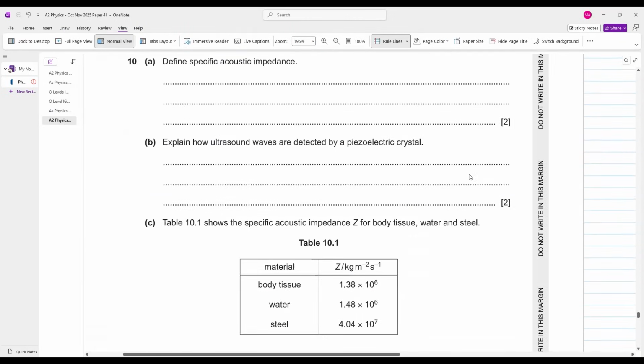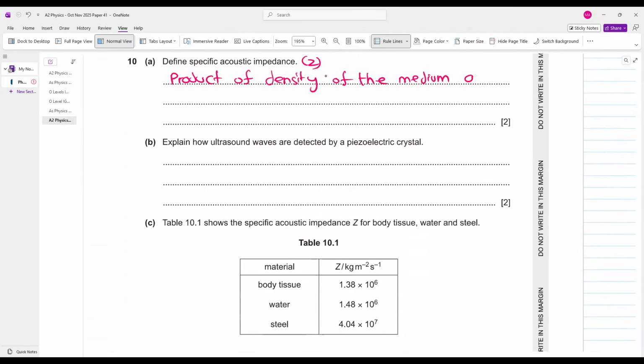Let's move ahead. Define specific acoustic impedance. We are being asked about the definition of Z. What is the definition of Z? Product of density of the medium and the speed of ultrasound in that medium. In that medium. Simple.